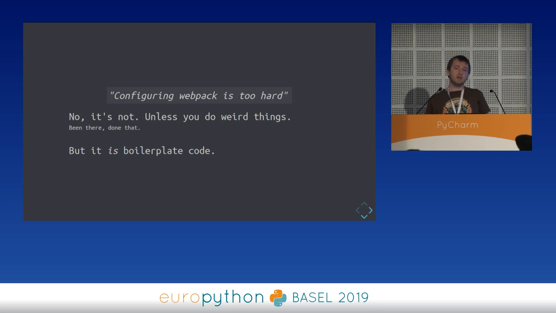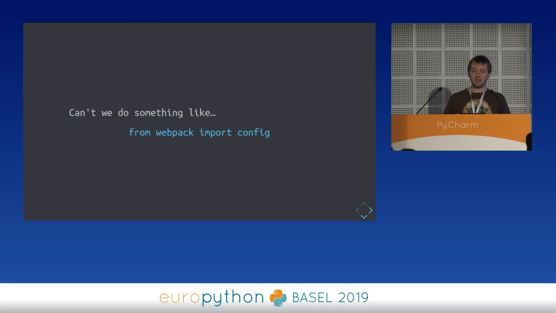So for a single or two bigger projects, not too bad, but maybe you do many small web apps, basically a client version of a microservice, then you don't want to repeat this code all the time. And if you then want to update something, you have to do it everywhere. So yeah, not amazing. So the question is, can't we do something like from Webpack import config? I mean, we're writing Python. We like to import stuff.